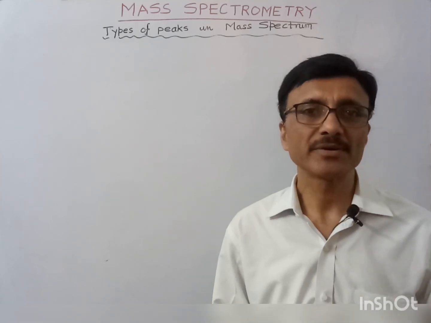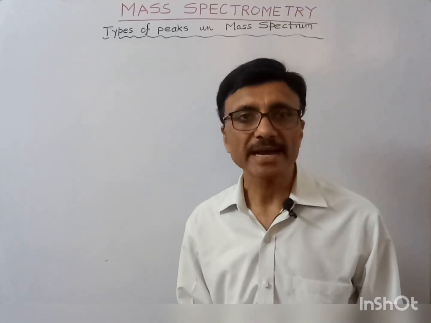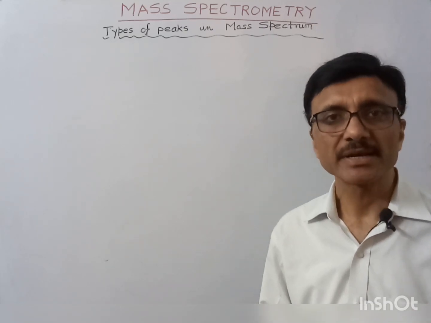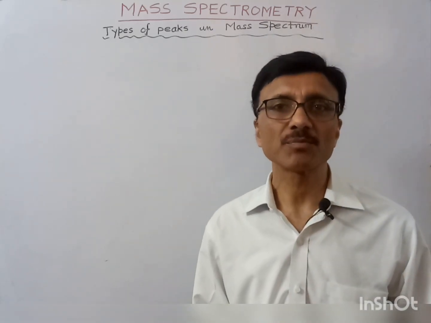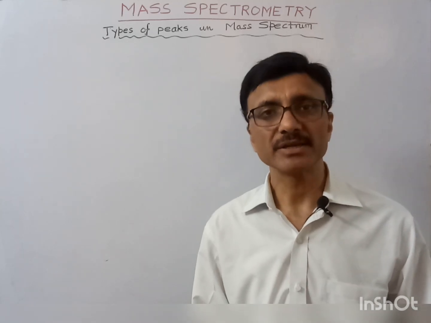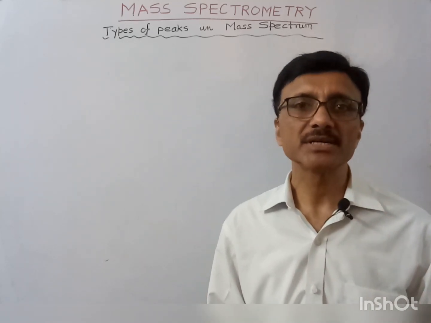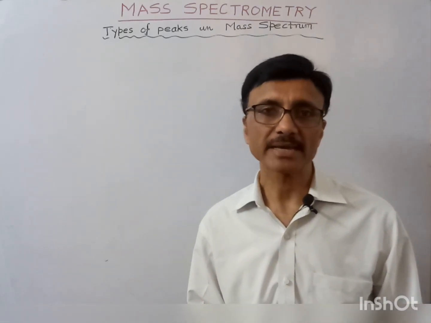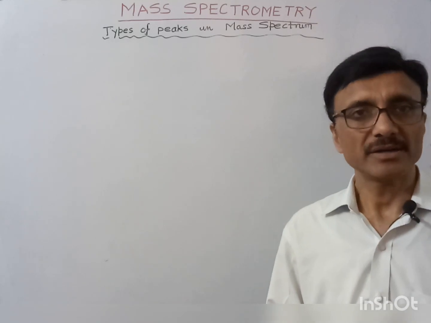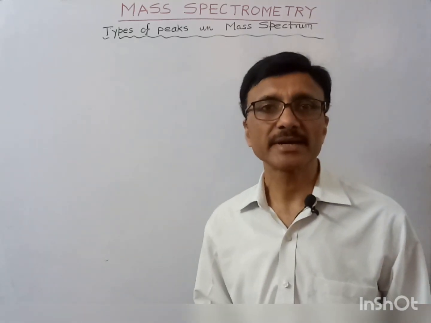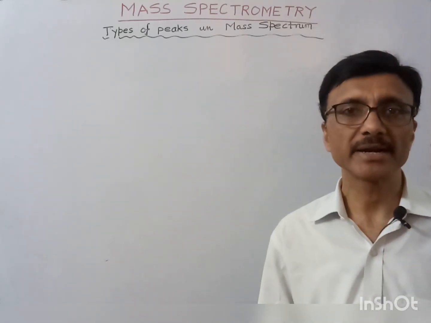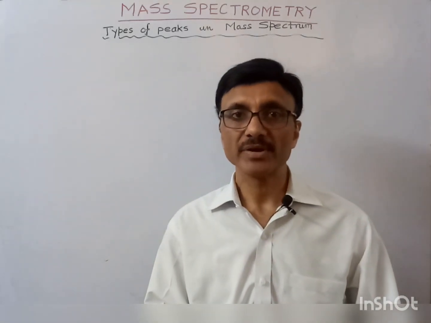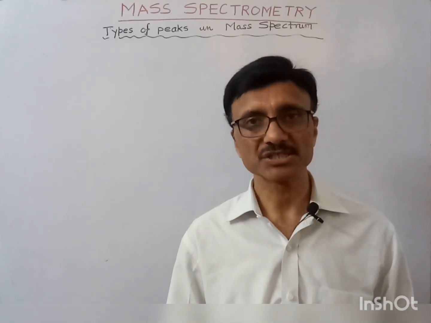In mass spectrometry, today I will explain the types of peak in mass spectrum. In my previous lecture, I gave you the introduction of mass spectrometry, then the instrumentation part, and various ionization techniques like electron impact technique, then chemical ionization technique, and desorption techniques like field desorption technique, fast atom bombardment technique, and so on. Now here I will discuss the various types of peak in any mass spectrum.